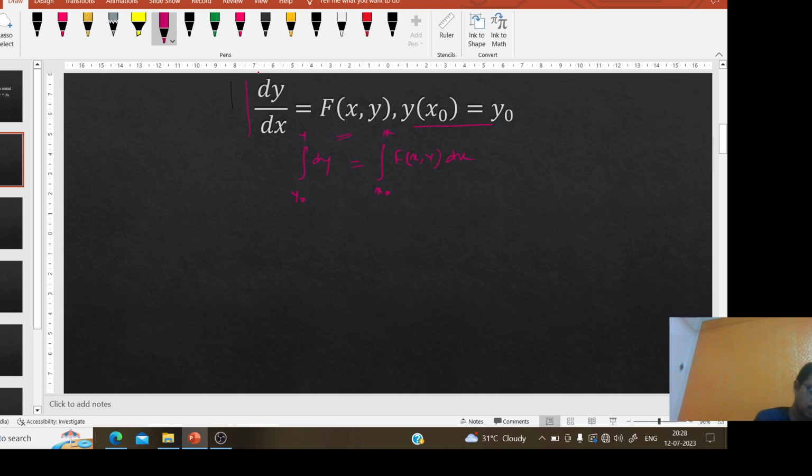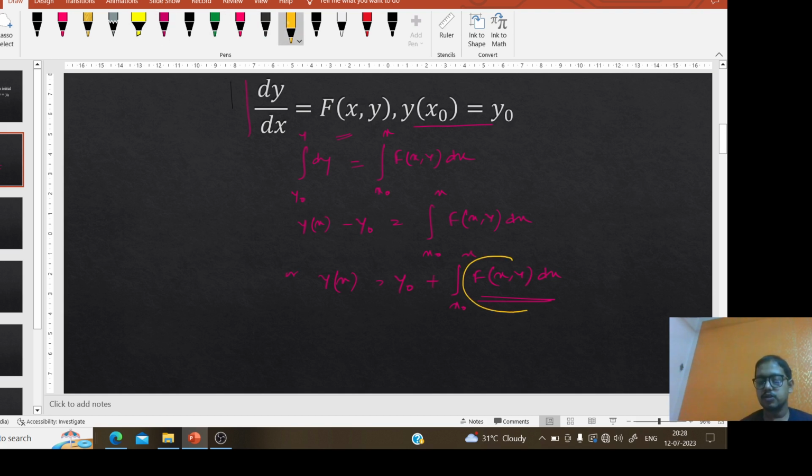and for x the limits are x0 to x. Now if we solve this, we get y of x minus y0 is equal to the integral from x0 to x of f of x, y dx. And from here we can also write y of x is equal to y0 plus the integral from x0 to x of f of x, y dx. Now see here, this is a function of x and y both, so we can't directly integrate this one. So how can we find it?